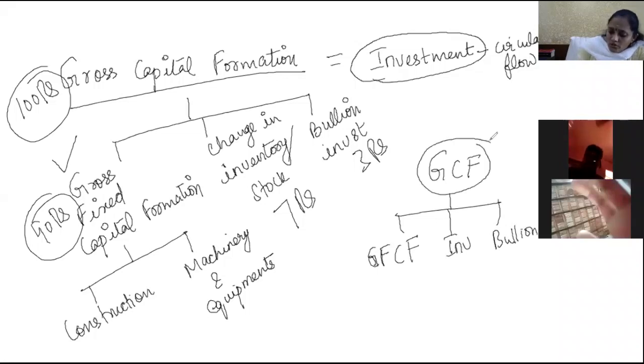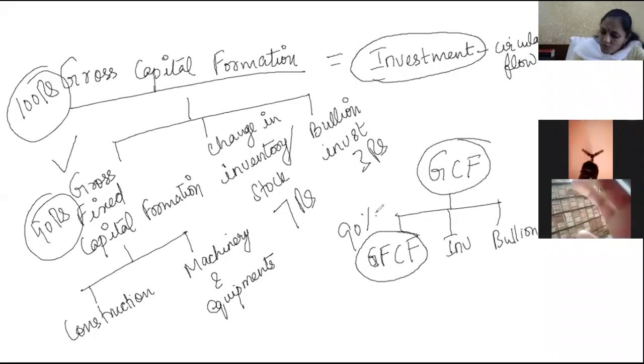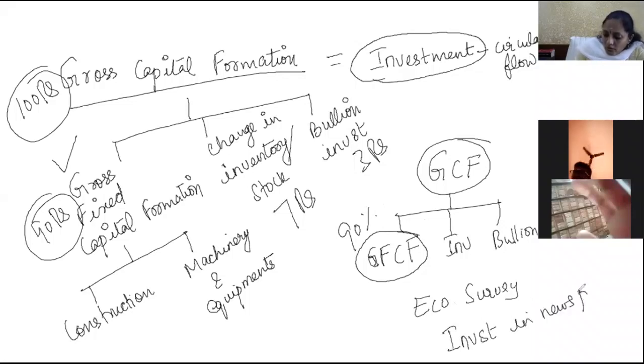So for GCF and GFCF, you have to be very clear. GCF is dominated 90% by GFCF. These terminologies are essential for you to read the economic survey or the news on investment in the newspaper. These are all the economic terminologies which will be required for you to learn about investment.